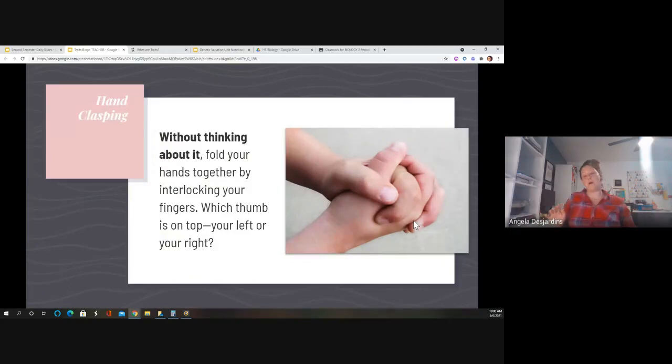Now this is a bonkers one, so you all have to participate. I want you guys to clasp your hands together like you're going to hold hands with somebody. Which thumb is on top? Are you a left thumb on top or a right thumb on top person? I want to do a class survey. Oh, good. You guys are all lefties like me. Anybody a righty? Oh, Ava.